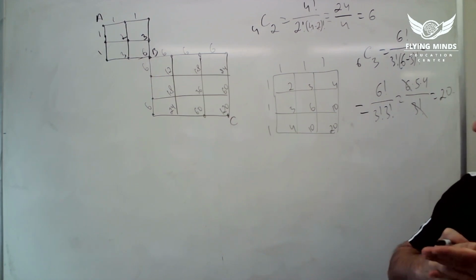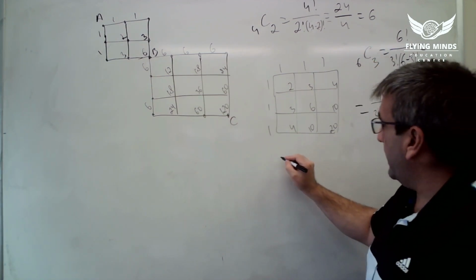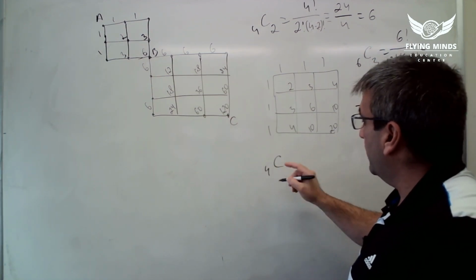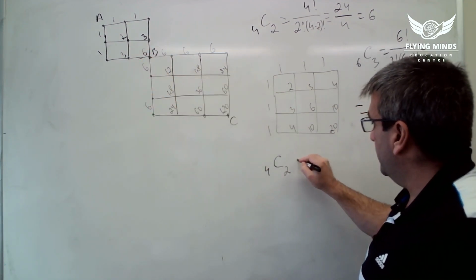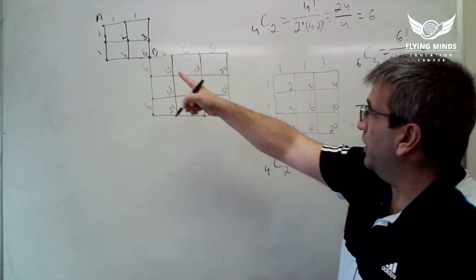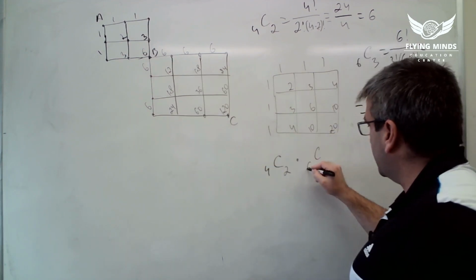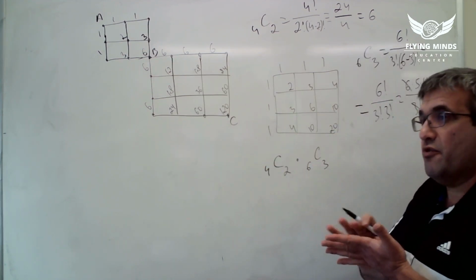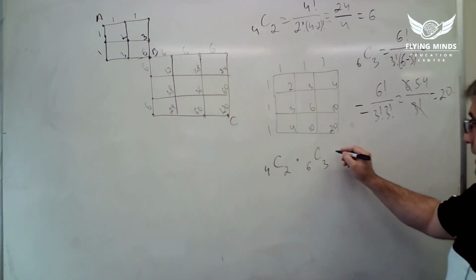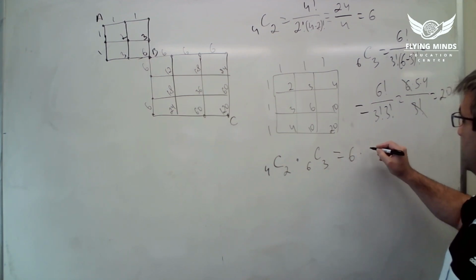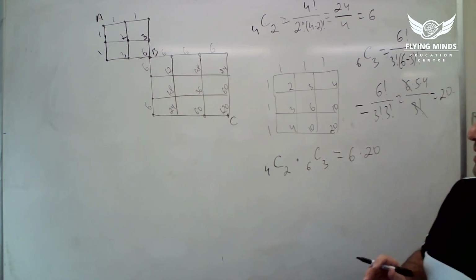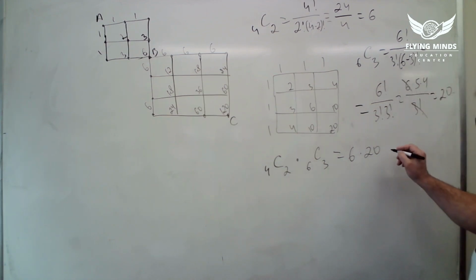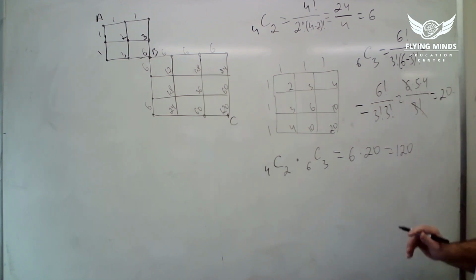Then you multiply. The first square, this small square, is 4 choose 2, times the second square, which will be 6 choose 3. It gives us 6 and 20, because there are 3 squares. And 6 times 20 is 120.